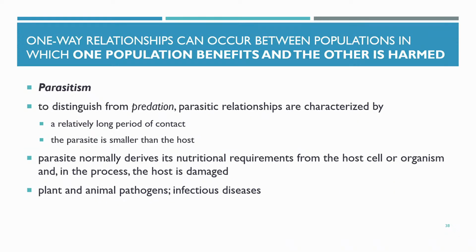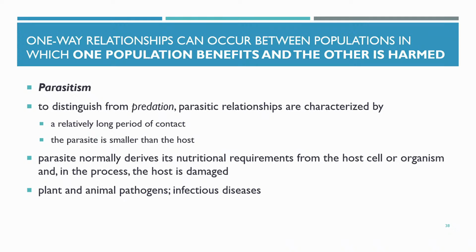One-way relationships can also occur between populations in which one population benefits and the other is harmed. We talked about one-way relationships already in the context of one population benefiting and the other being excluded. In this one, in parasitism, one is benefiting and the other is actually harmed. To distinguish this from predation, when I think of predation, I think of a lion that wants to eat. And so this is different.